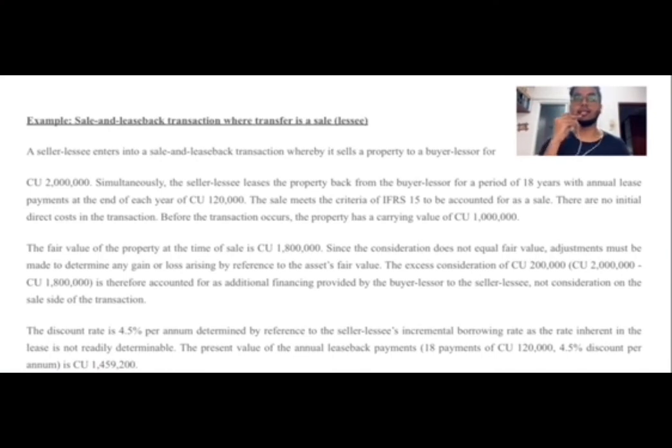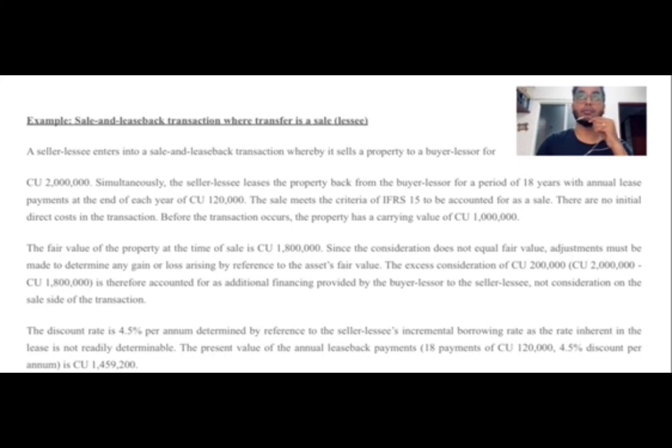Let's look at the example. Example 1: sale and leaseback transaction where transfer is a sale. What is a lease? What is a lessor? And what is a lessee? A lease is where you rent your property or your land to another person. The person who rents out his property is called a lessor, and the person who rents a property from another person is called a lessee.